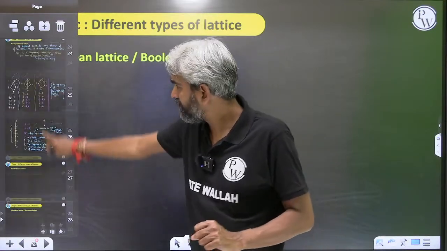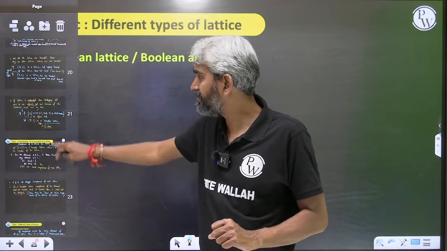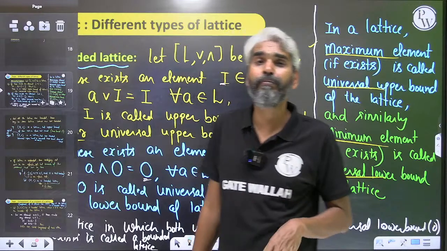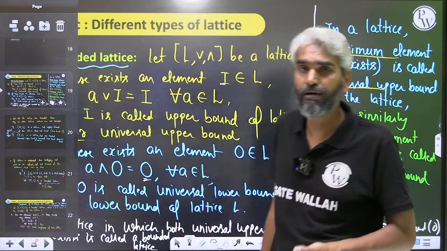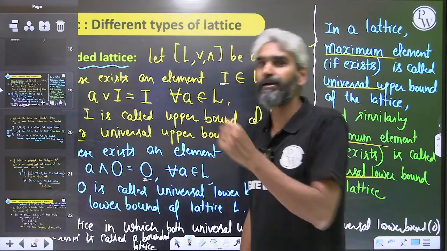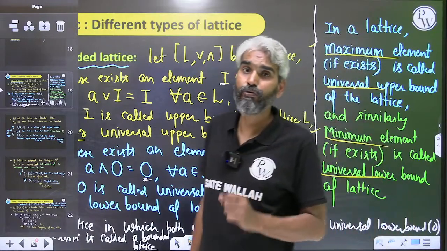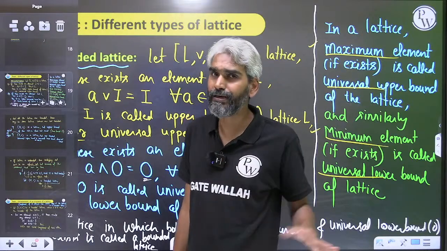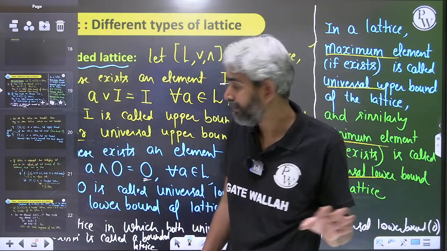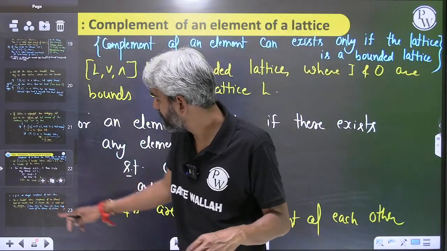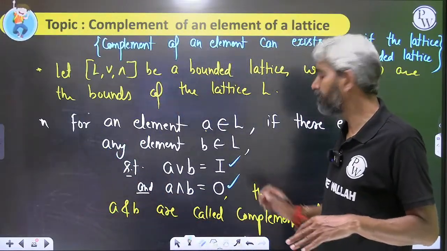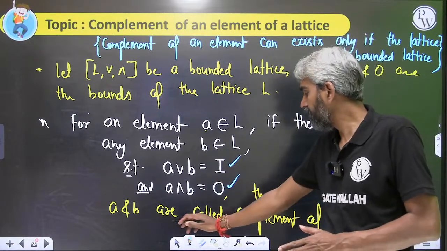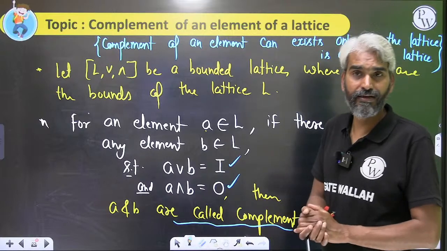So apart from that, we have understood the concept of bounded lattice. What do I mean by a bounded lattice? A lattice in which both maximum and minimum elements exist will be called a bounded lattice. The complement of an element of a lattice will be defined only if the lattice is a bounded lattice. If the lattice is unbounded, then complement will not exist for any element, because for complement to exist, we must have I and O defined in that lattice. If I and O themselves are not defined, then we cannot define the complement for any element of the lattice.